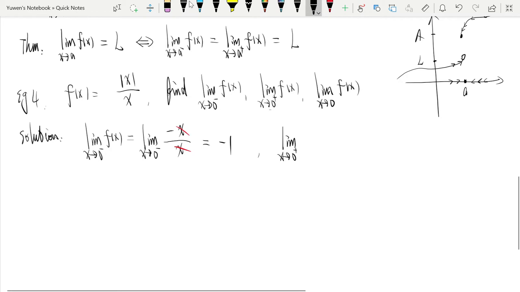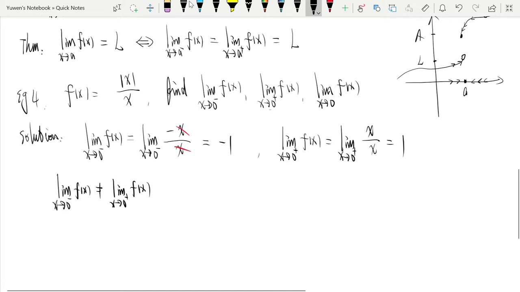And when x tends to 0 from the right, that is x is positive, so the absolute value of x is just x, so the limit is 1. And then the left limit does not equal the right limit, so the limit at 0 does not exist.